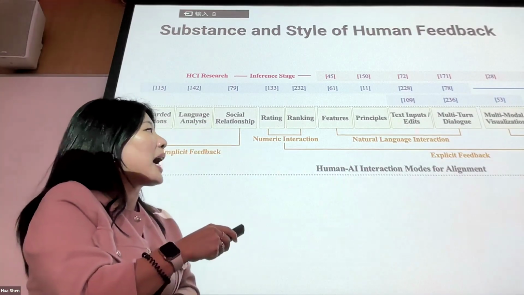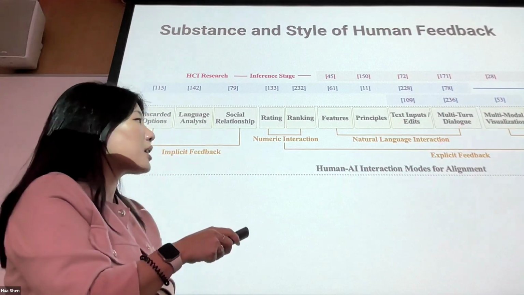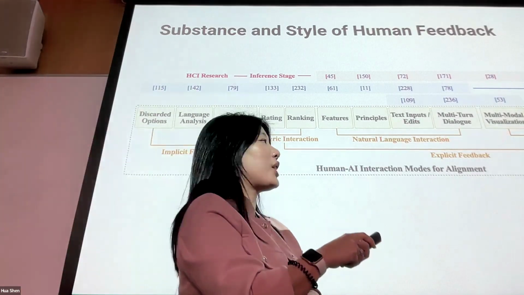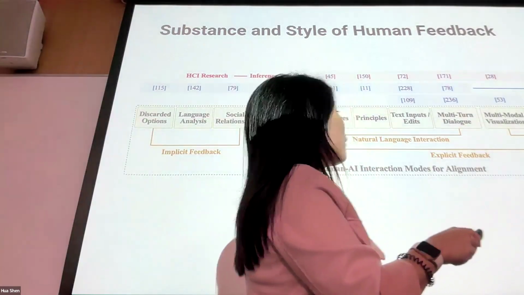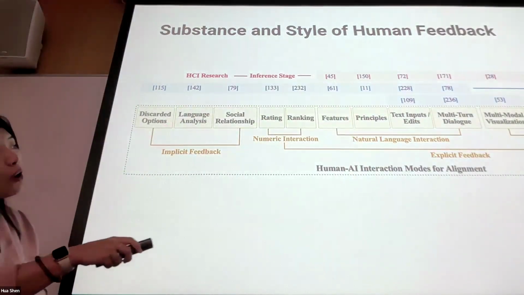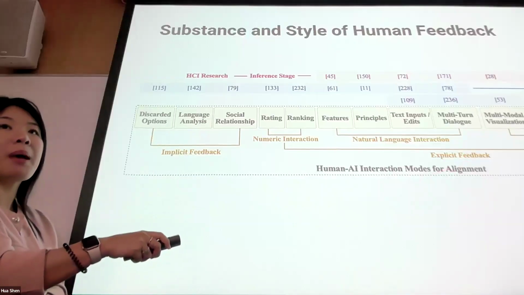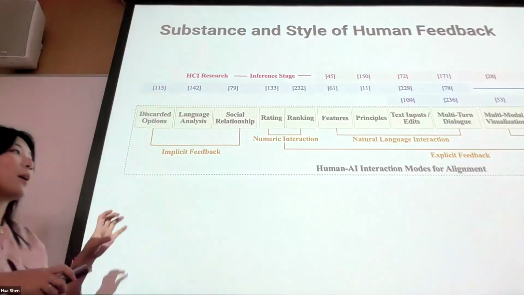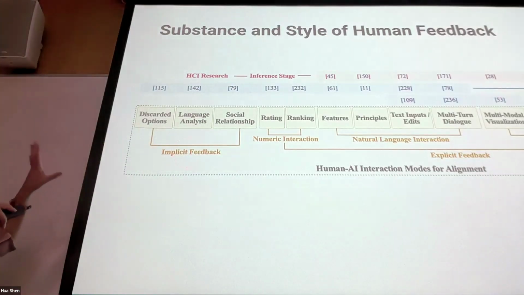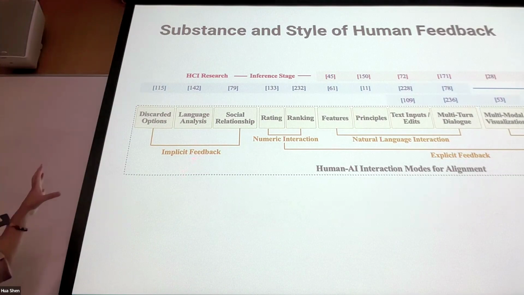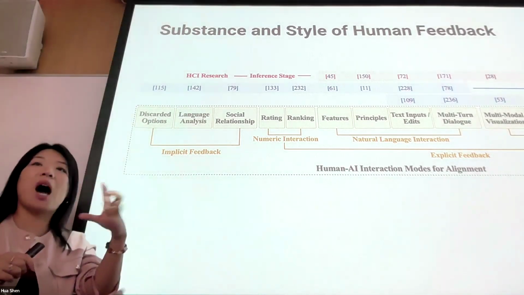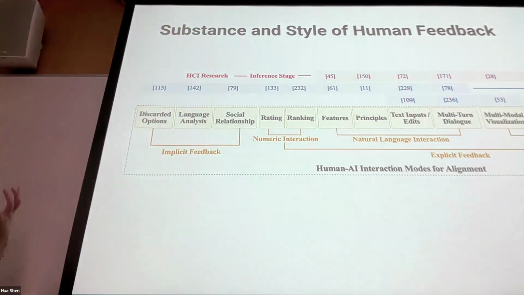And then text input, added multi-turn dialogues, multimodal visualization, human sketches, structured interaction, contextual information, and here there are some other ones. These all belong to explicit human feedback, where you can directly extract and see them. In contrast, there's also the type of human data or human preference named implicit feedback, which you cannot directly obtain from the data itself, but extract in an implicit way. These types include social relationships, discarded options, or language analysis.